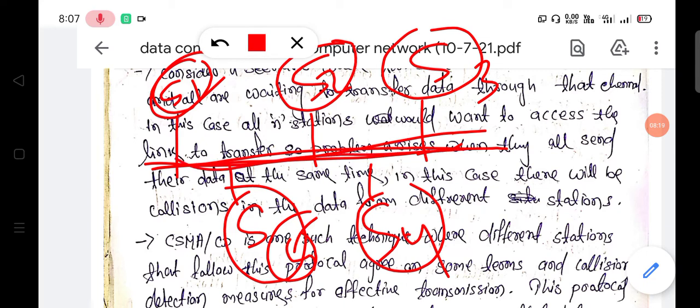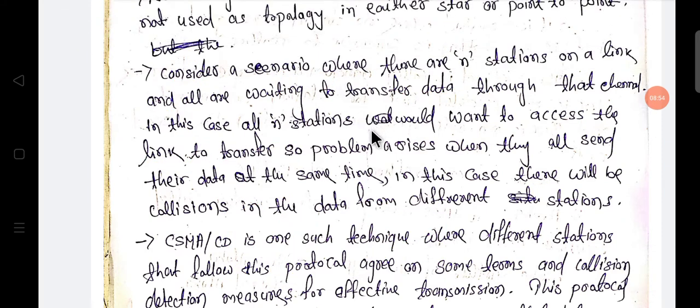So at that time one problem is created, which is the collision of data. Collision of data means, let's say S1 sends data to S3, and at the same time S3 wants to send data to S2 or S1. So the data from S1 and S3 collide with each other at some point. At that time this collision problem happens, and that collision problem is rectified by using CSMA/CD.